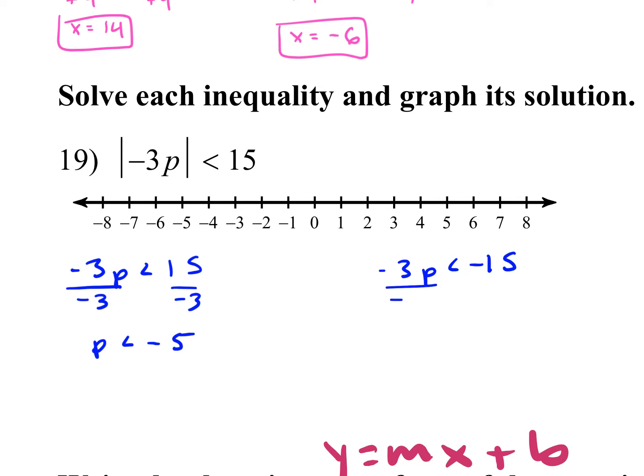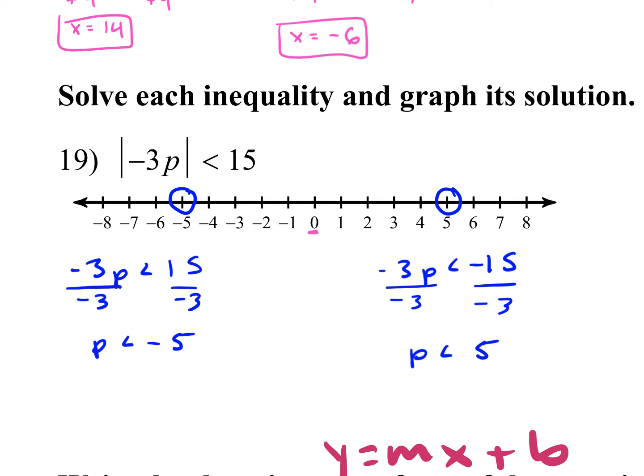And then here we have to divide both sides by negative 3. So p is less than 5. So I'm going to put an open circle at negative 5 and an open circle at positive 5. Now my line's either going to go in between these two points or outside these two points. So I can plug in any number I want just to test to see if it's going to work in between or outside. So what's a number in between negative 5 and 5?